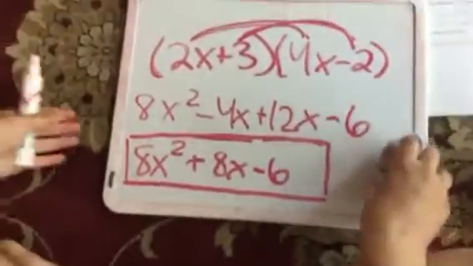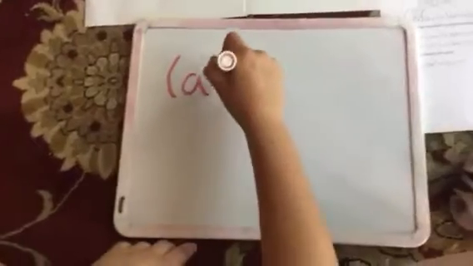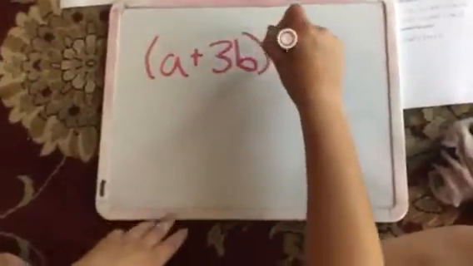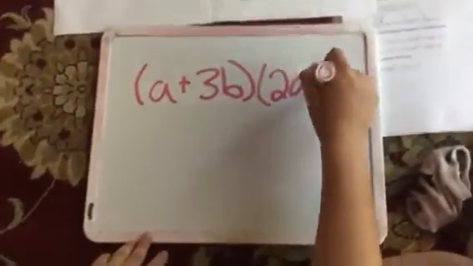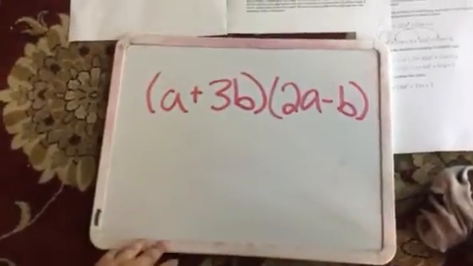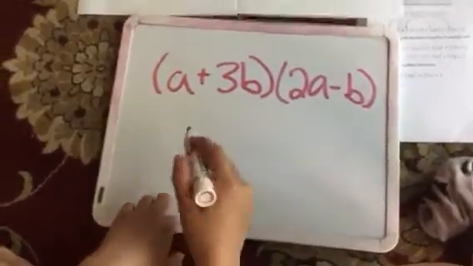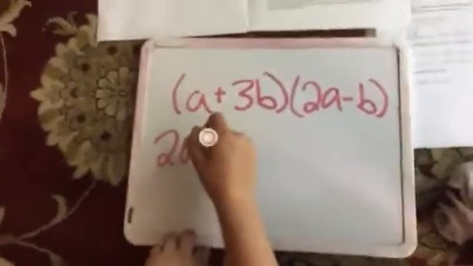So now let's try a challenge problem. So our challenge problem is a plus 3b times 2a minus b. So first, let's multiply the first term, so that's 2a squared.